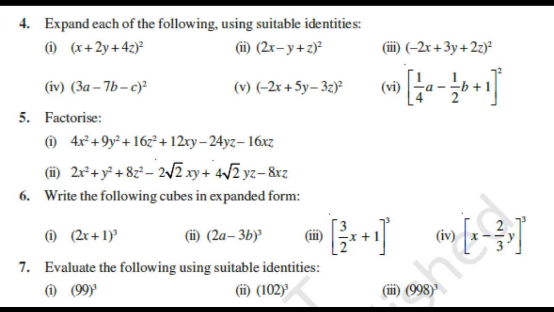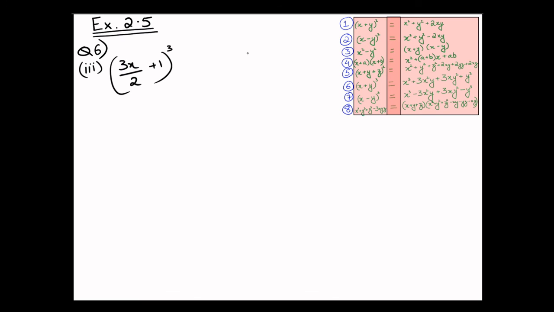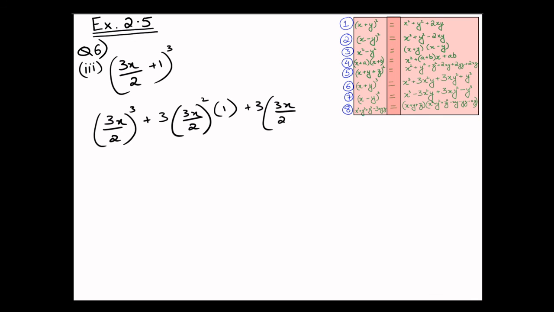The third part is (3x/2 + 1) whole cube. Here I'm going to use identity number 6 for my expansion again. So this becomes (3x/2) whole cube plus 3 into (3x/2) square into 1 plus 3 into 3x/2 into 1 square plus 1 cube.